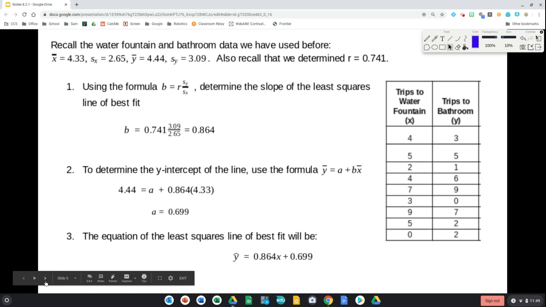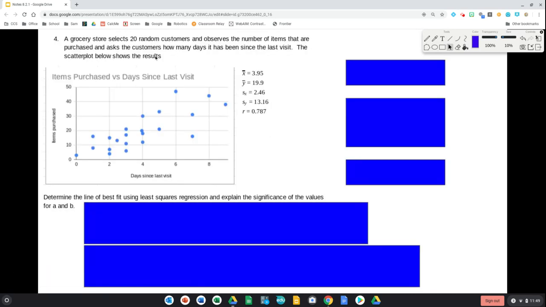All right, so look at this last example for today. Here we have a grocery store that has selected 20 different customers and has asked them when was the last time you came to the store, and then has observed how many items they've bought, and they've made a scatter plot comparing those two things, expecting that how long it's been since they've been to the store is going to influence the number of items they've purchased. So what I want you to do first is determine the equation for the line of best fit. So start by finding your slope and then find your y-intercept.